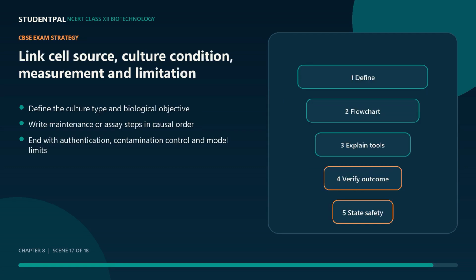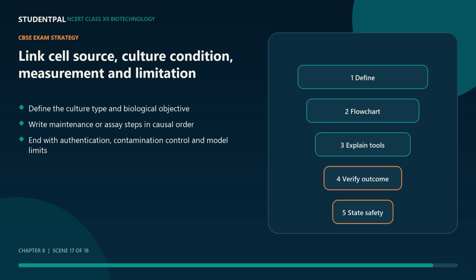For a 3 or 5 mark CBSE answer, begin with the cell source and culture type. Compare primary cultures with cell lines by origin, heterogeneity, lifespan, and physiological relevance. Compare finite with continuous lines by proliferative capacity and transformation. For adherent versus suspension culture, include attachment, passage, and scale-up. In a viability calculation, show viable count, total count, multiplication by 100, and the meaning of the assay.